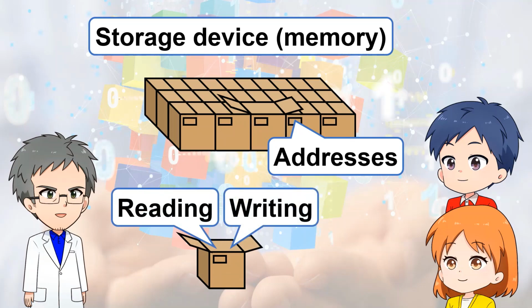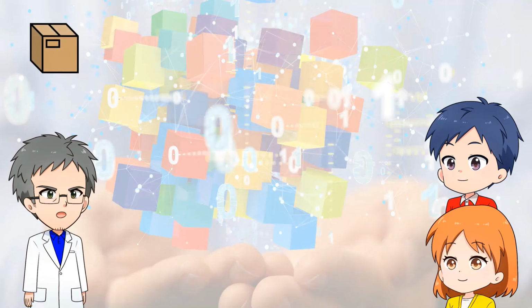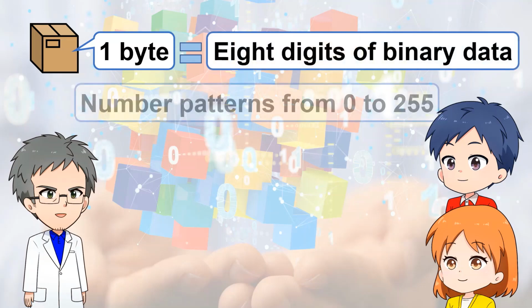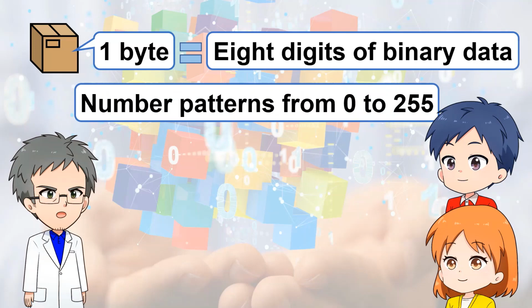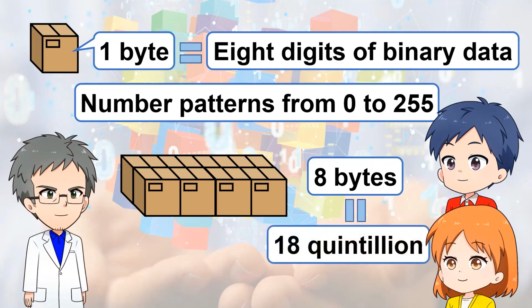The memory is like a book or notebook. The size of a box is a unit called a byte. It can store 8 digits of binary data. 1 byte can express 256 number patterns from 0 to 255. If the data has more digits, it is saved by combining several boxes, such as 2 bytes or 8 bytes. With 8 bytes, you can express up to 18 quintillion. That's 18 million times a trillion.